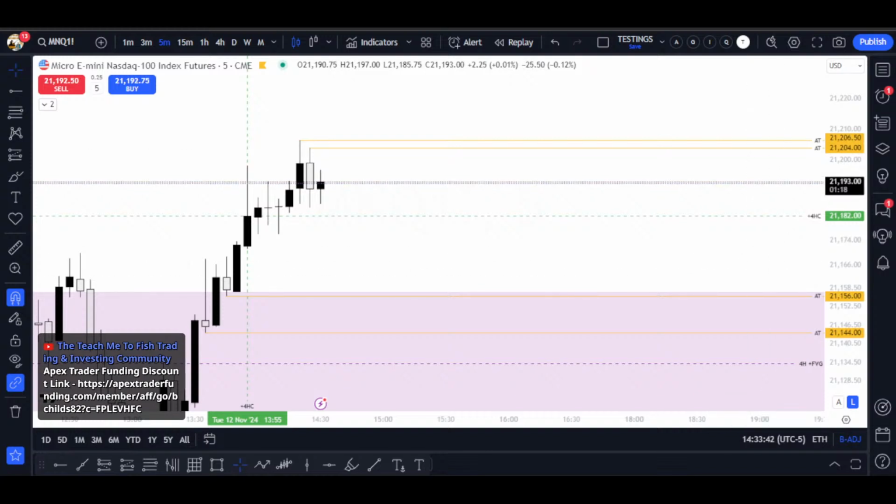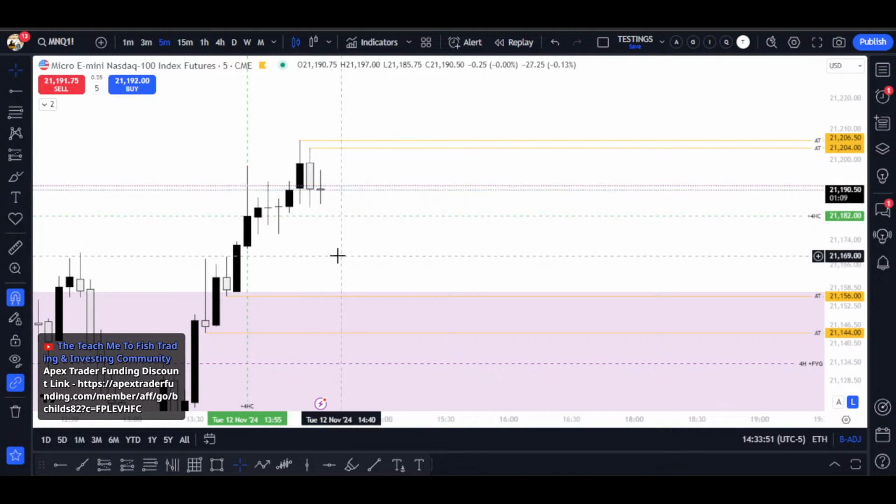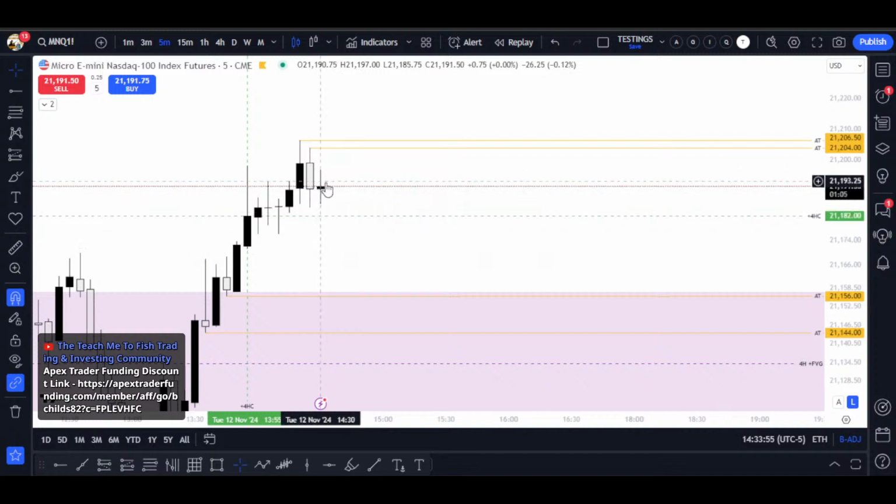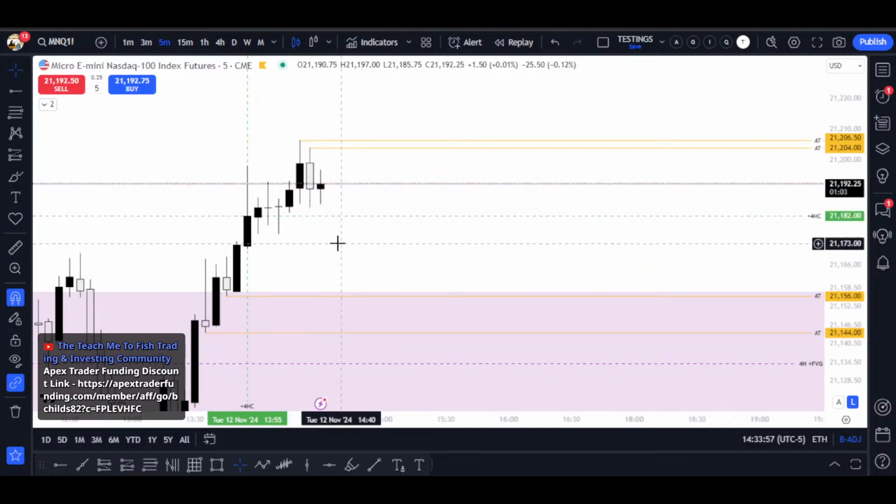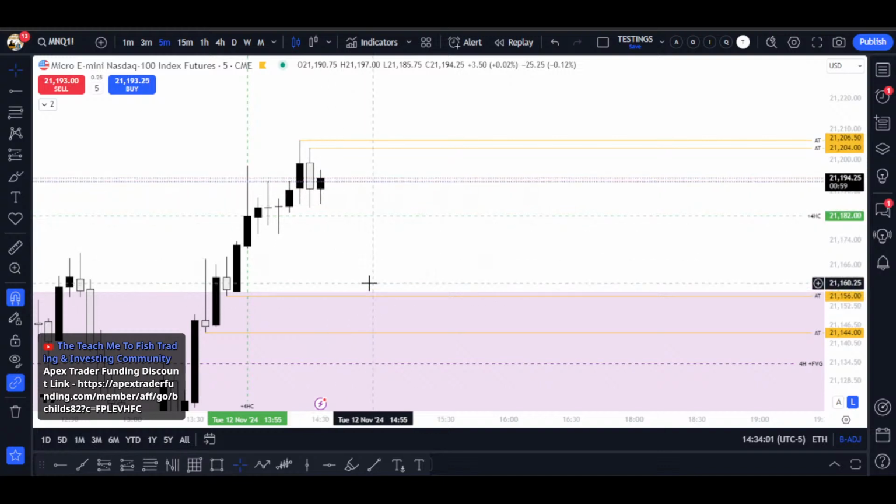We don't have any other sell side algo targets until 21,156 flat. So again, we just need to come down and I mainly look for breaker entries.